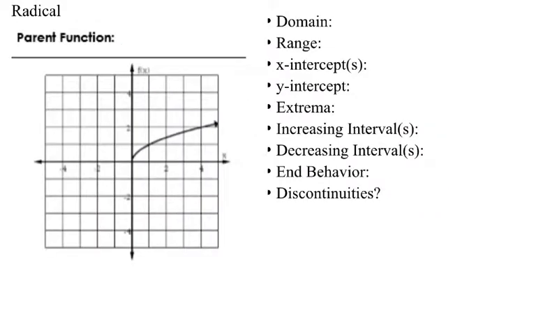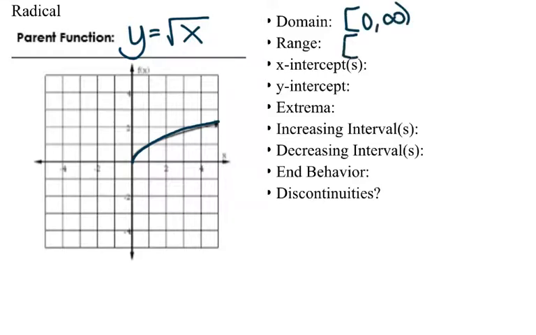Okay, so then a radical. You also call that a square root function, however you want to think of it. It's going to look like this, like a little heel. The domain, you start with a bracket at 0 and you go to infinity. The range is the same. Start with 0, go to infinity.